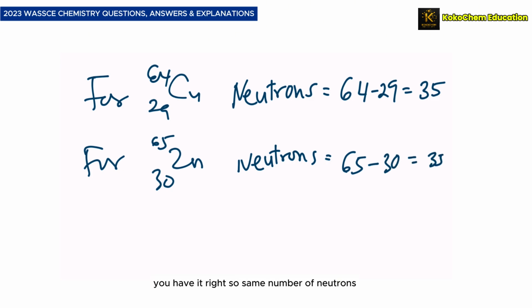So boom, you have it, right? So same number of neutrons. That is why they are called isotones. Different elements but equal number of neutrons.